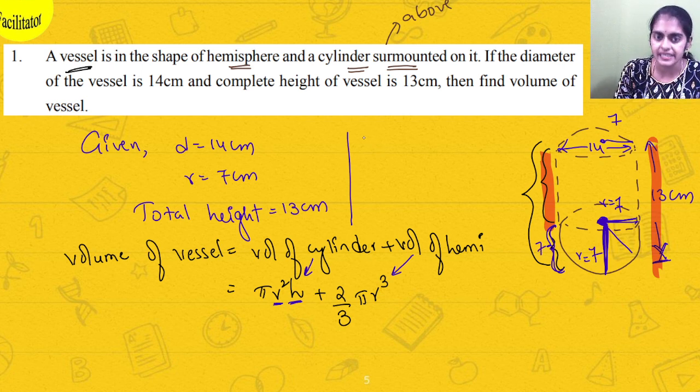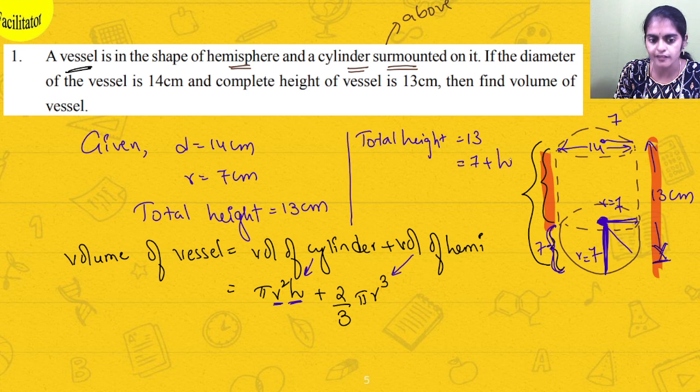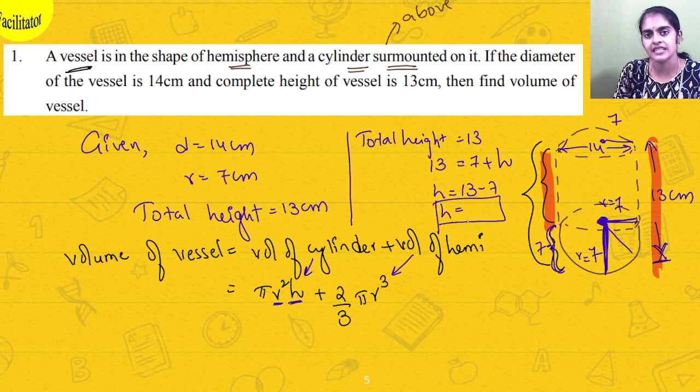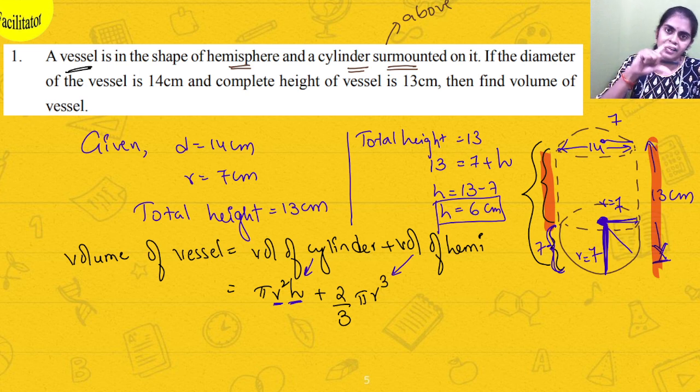Now the total height is given as 13. So out of 13, it is nothing but 7 plus the height of the cylinder. So the total height 13 is 7 plus h, or the height I can write as 13 minus 7, which will give me how much? So the height of the cylinder is simply 6 centimeter. So the hemisphere height is 7, the cylinder height is 6.